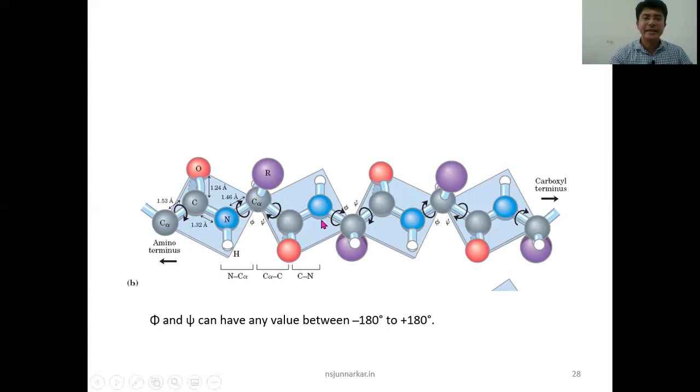Here is the figure indicating the bond lengths. The peptide bond has a 1.32 angstrom bond length, and the angles of rotation are also shown. Rotation across the N-C alpha bond is referred to as phi, and the rotation across the C alpha-C bond is referred to as psi. These phi and psi are the dihedral angles or torsional angles which are necessary for understanding the structure of the protein. These phi and psi values can have any value between minus 180 degrees and plus 180 degrees.